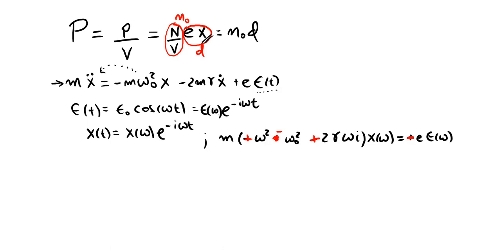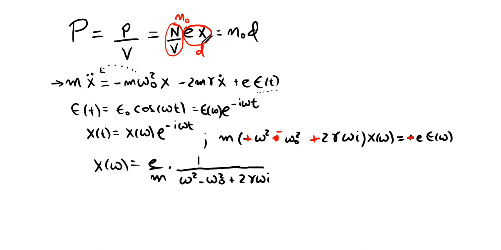So now I can solve this for x, as x of omega is equal to E over m multiplied by 1 over omega squared minus omega 0 squared plus 2 gamma omega i, and this is multiplied by the electric field, right? So I'm going to do something else here. I'm going to multiply everything by this n0 and this E here, because then I can identify my solution here as being the polarization itself.